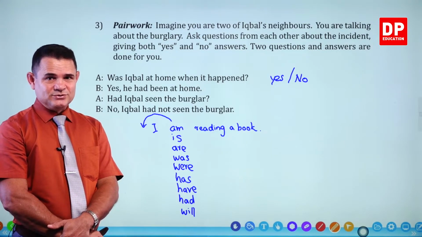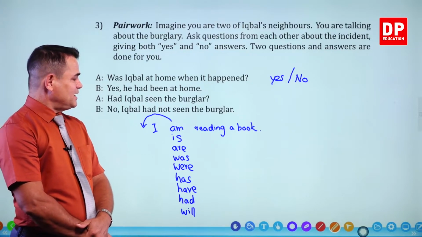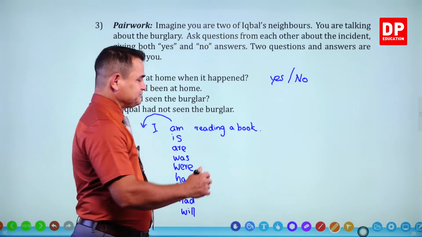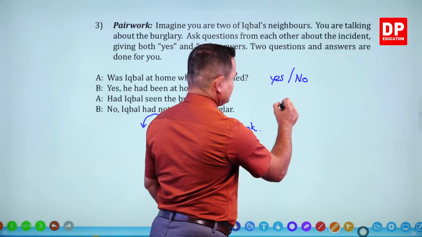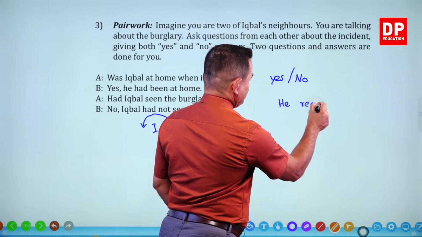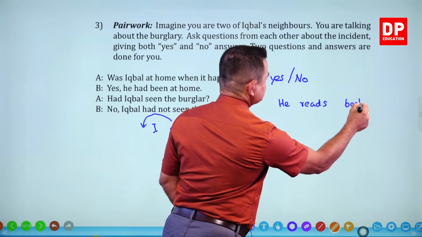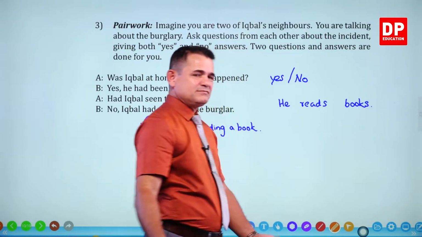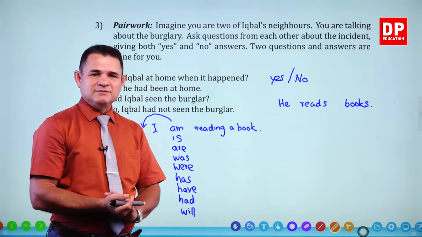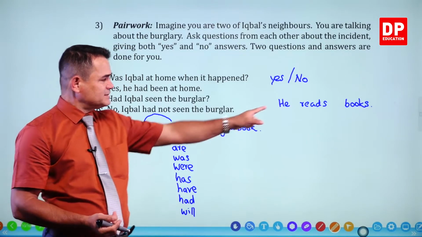So that also you should know. Let's take one simple example and I'll try this one. He reads books as a habit. Simple present tense. So do you find these words in that sentence?